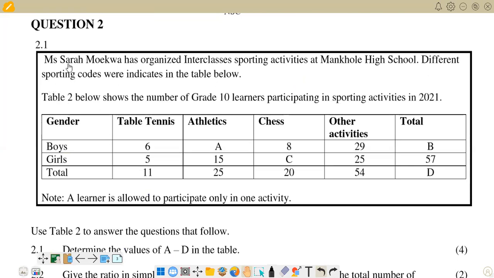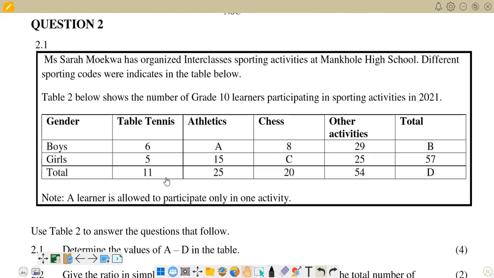The question reads, Miss Sarah Moekwa has organized inter-class sporting activities at Manco High School. Different sporting codes were indicated in the table below. The table shows the number of grade 10 learners participating in sporting activities in 2021. We are given a table with a column of gender, table tennis, athletics, chess, and other activities, and then the total at the end.